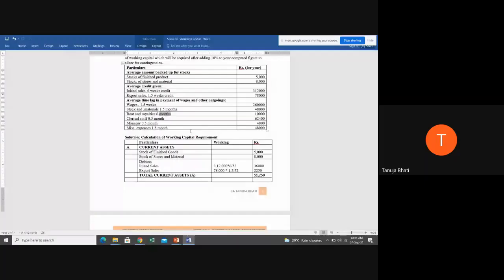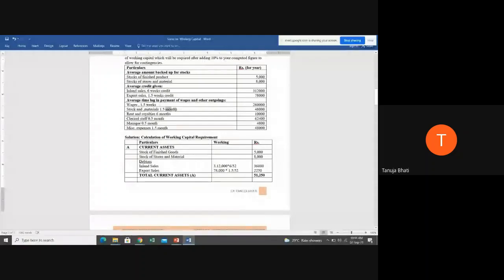Similarly, for rent and royalties, it is 10,000, but it is in months, students. So when it is months, you have into 12. When it is week, you have to take 52. When it is days, suppose it was 7 days, 7 by 365. So this in exam, you have to carefully see. Times you'll miss to see the months, weeks, and then simply divided by the wrong figure. Remember, it is weeks divided by 52, months divided by 12.